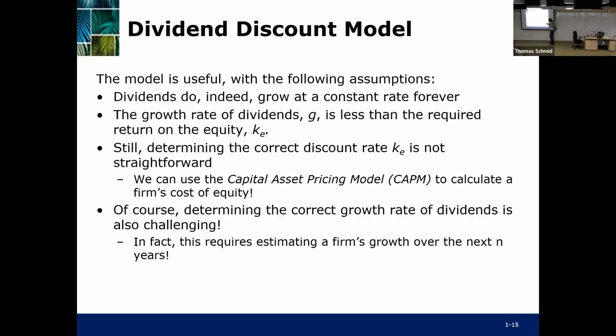The most difficult one is determining the correct growth rates and the dividends themselves. This requires estimating the firm's growth rate over long time periods, and that is typically not simple. As I said before, what people often do is use past dividends, try to find trends in past dividends, back out growth rates, and then use their expertise about the firm to adjust these growth rates to their opinions about the firm.